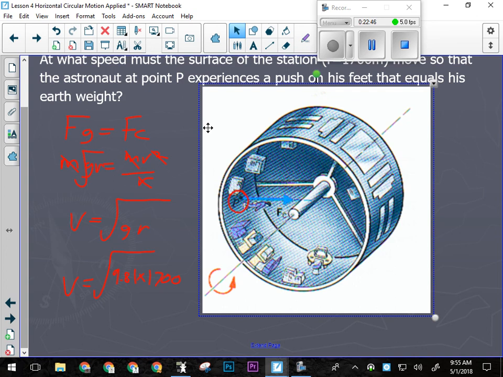I often have an artificial gravity question on the unit exam. Hint, hint. I just told you.